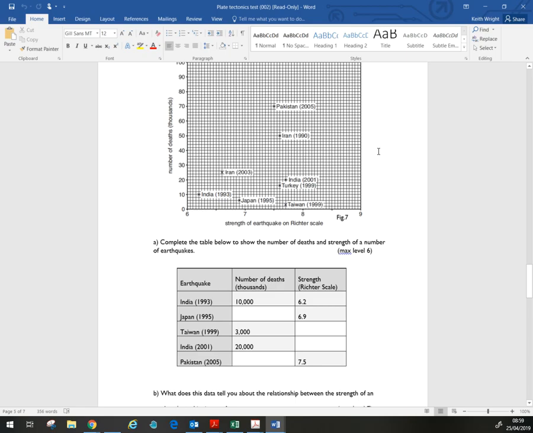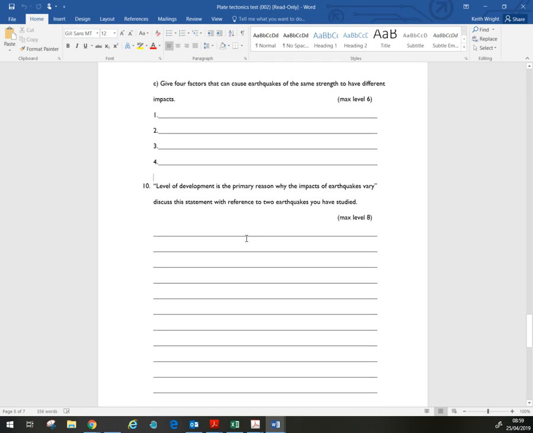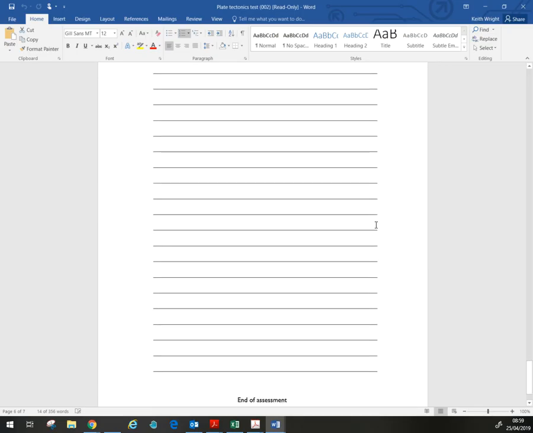It's only 2 earthquakes, so it's not like you've got a whole range, but that's the type of thing we're expecting. An application of good case study knowledge with comparisons and going back and answering the question: is level of economic development the primary reason, or are there other reasons which you feel are also important in contributing to the death and destruction caused by earthquakes?